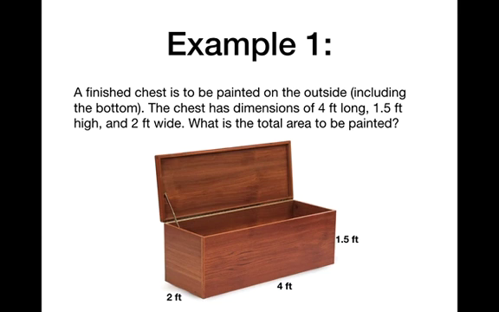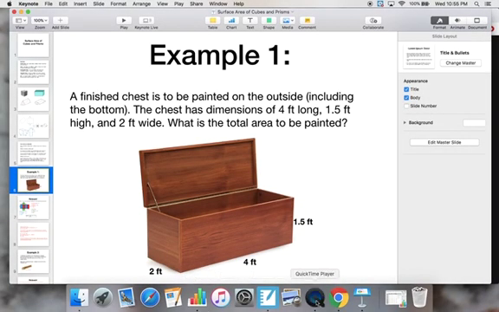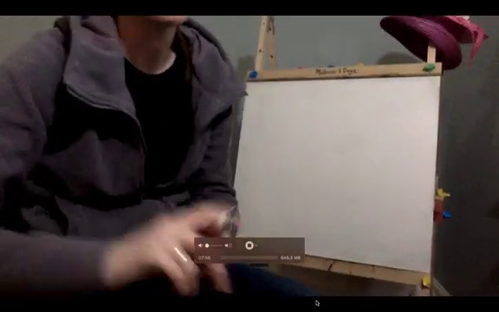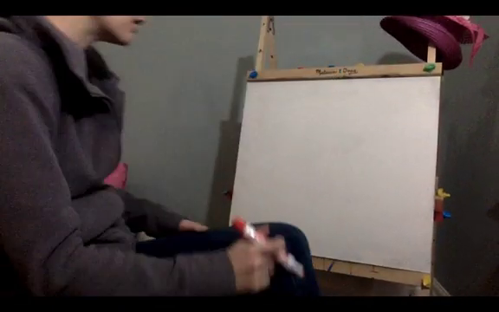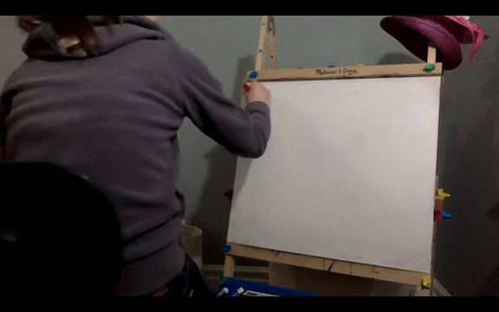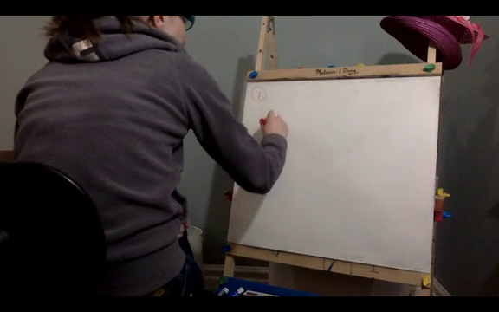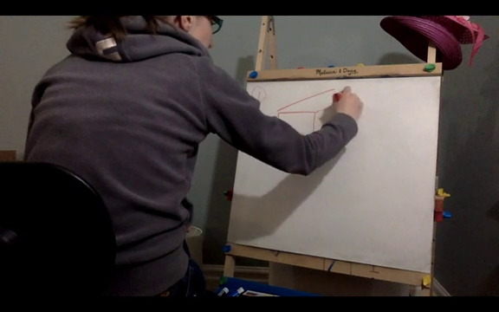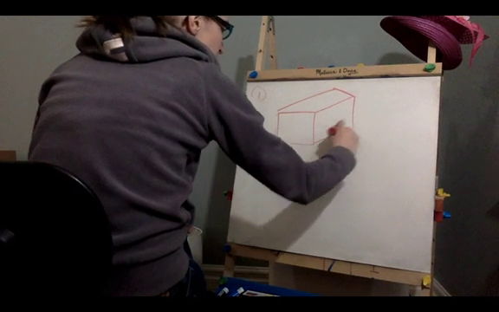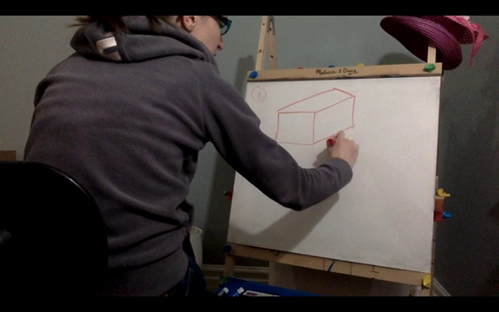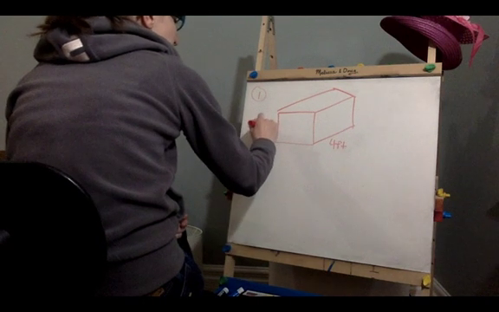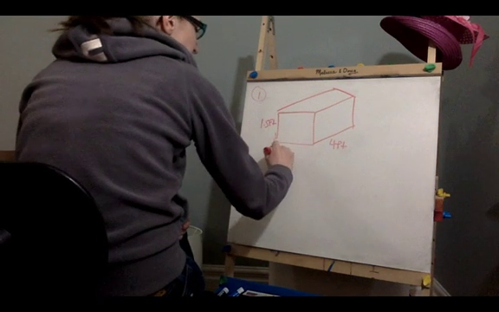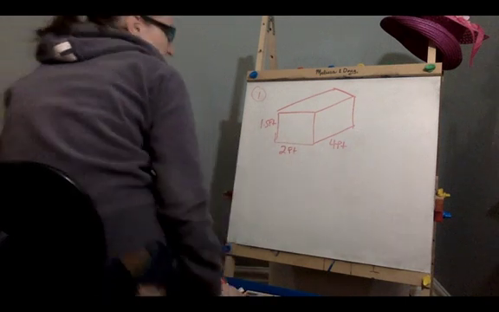What is the total area to be painted? Okay, so in this case, go to the whiteboard. If I close the lid on that chest that I was just looking at, what I get is a shape that looks like this, where it's 4 feet long, 1.5 feet tall, and 2 feet wide.